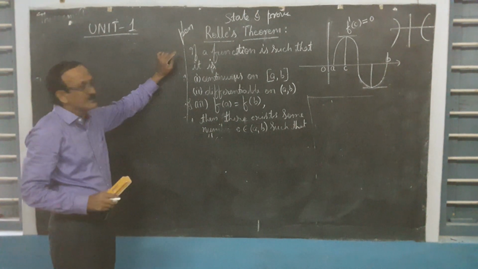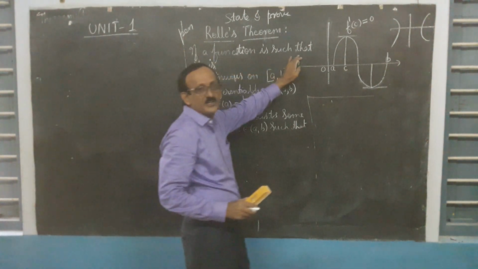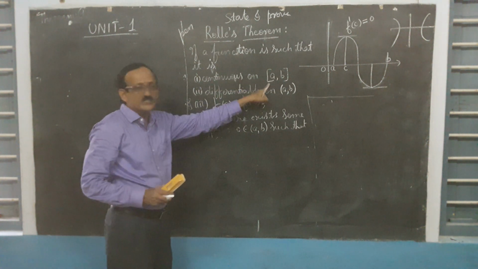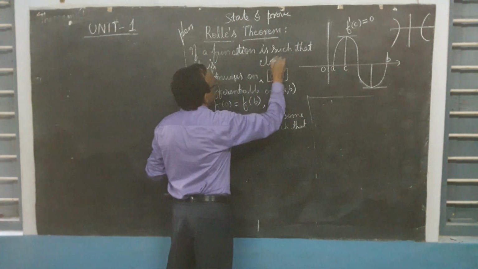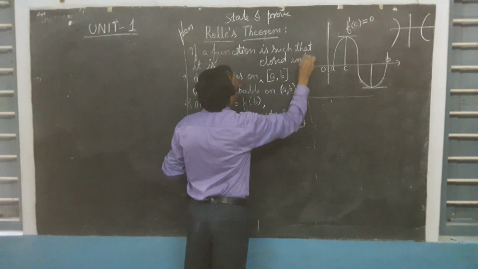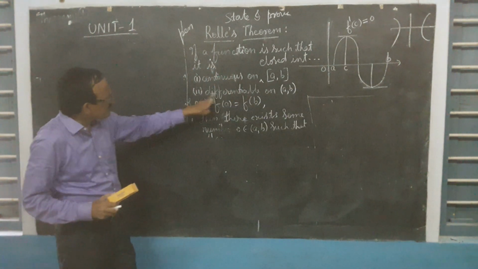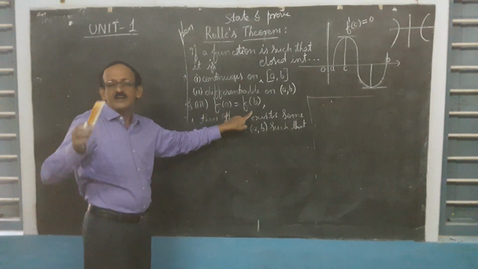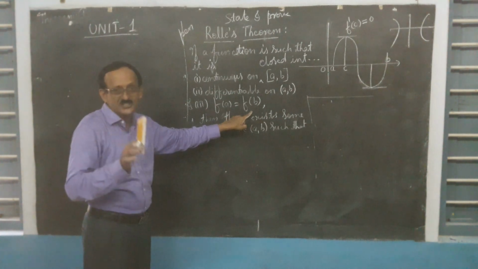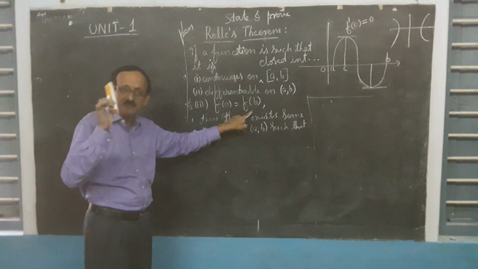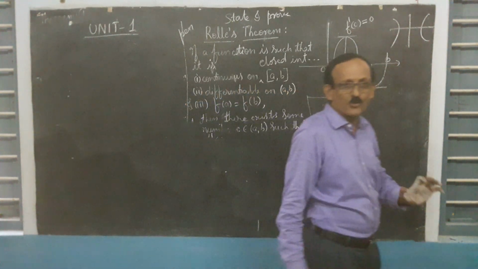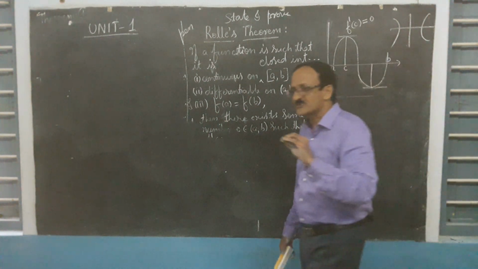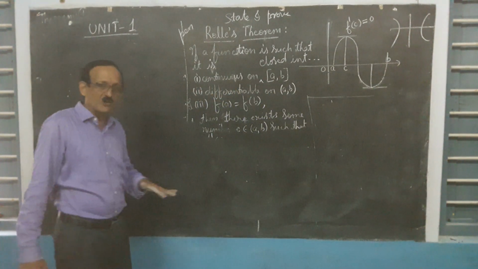Statement: if a function is continuous on the closed interval AB, differentiable on the open interval AB, and the values at the end points are equal. In fact, we have studied Rolle's theorem and the mean value theorem in PUC. You did not prove it, but you learned the theorem statement. You answered questions in the board exam: find the values of C satisfying Rolle's theorem, find the values of C satisfying the mean value theorem. We have studied it, so we are proving it now.